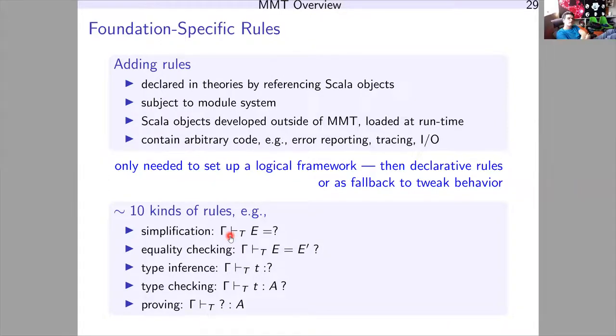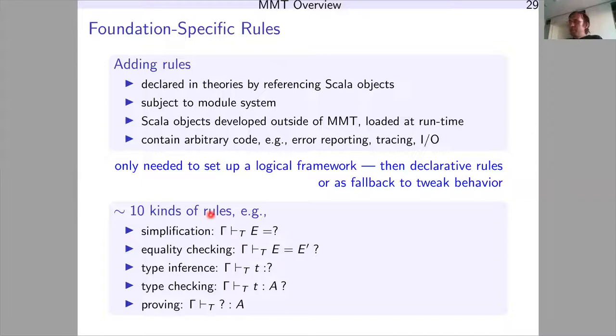Can the user provide rules that directly produce lies? The rules are just trusted. You can have a type checking rule that says I'm applicable to anything and I always return true. Okay.